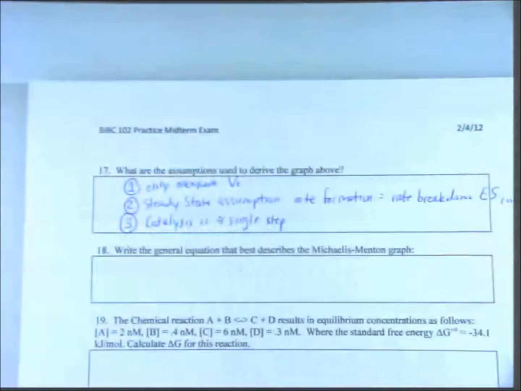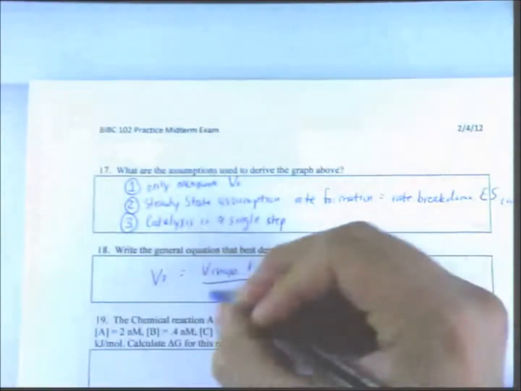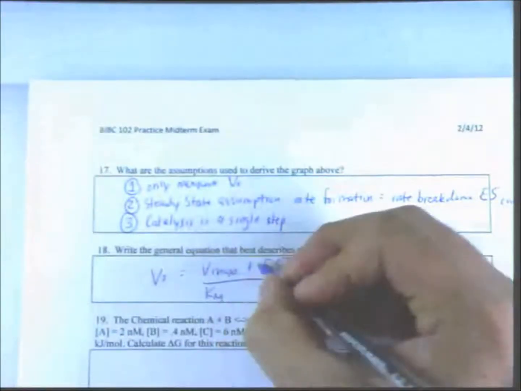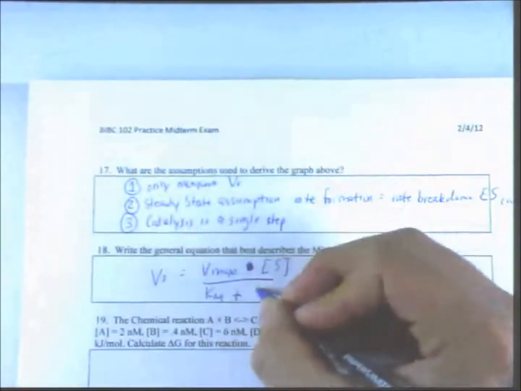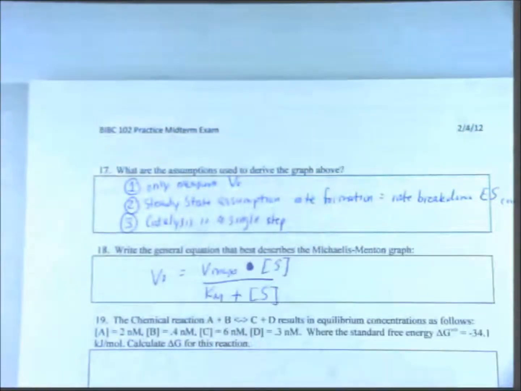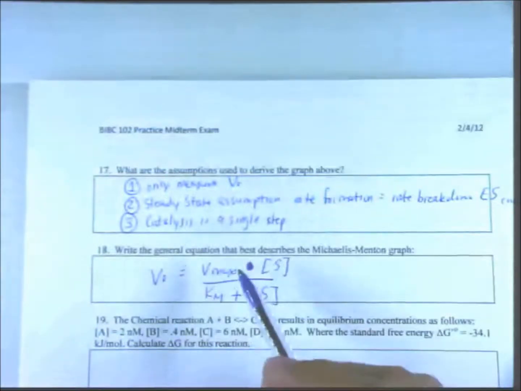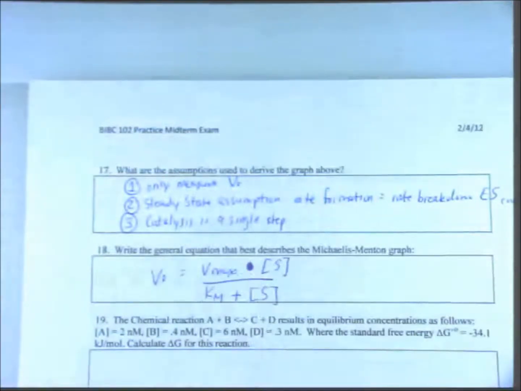What is it? 1 second. A lot of equations, huh? Okay. It is V naught is equal to Vmax times substrate concentration over Km plus substrate concentration. Okay, that dot is a multiplication sign. It's a massive one. Okay. What is the more general one?